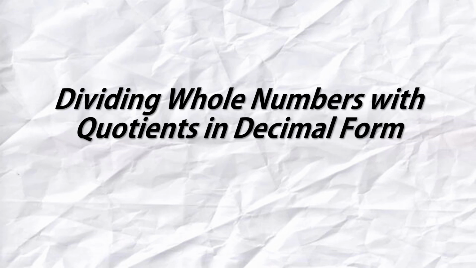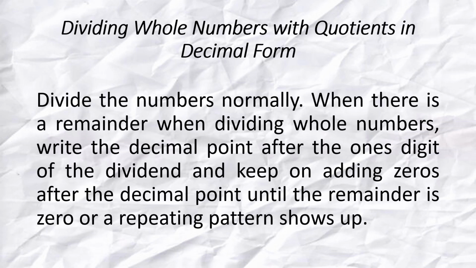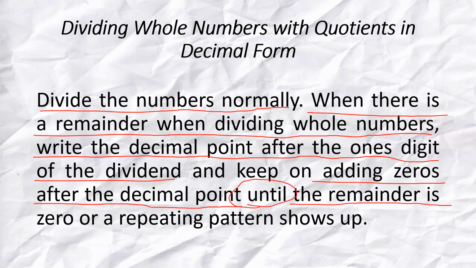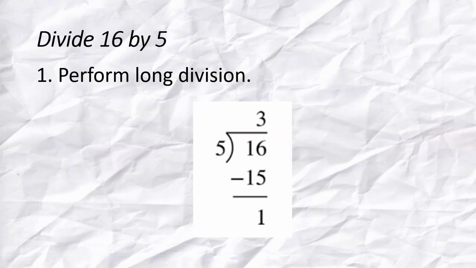For this lesson, I'll be discussing dividing whole numbers with quotients in decimal form. So let us have first the rule. It says here, divide the numbers normally. When there is a remainder when dividing whole numbers, write the decimal point after the ones digit of your dividend and then keep on adding zeros after the decimal point until the remainder is 0 or a repeating pattern shows up. So in order for us to understand this rule, let us have our example.